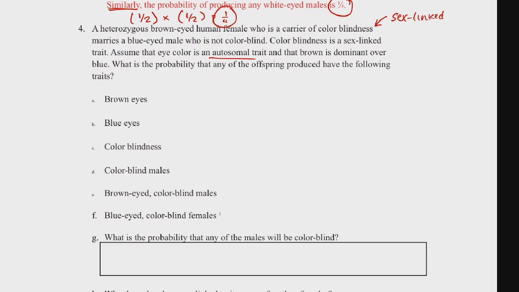Let's first write out our parent crosses. So the female has brown eyes. And if it's not specified, assume that it is homozygous. But in this case, it is specified. It says heterozygous brown-eyed female. They will always specify whether it's homozygous or hetero. So that's for the brown eyes, and then the carrier of color blindness.